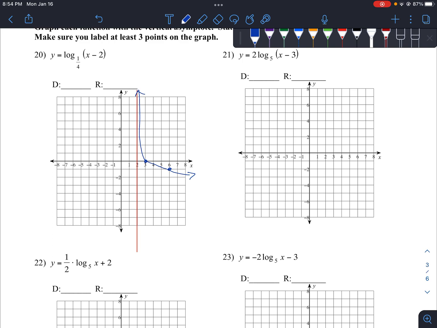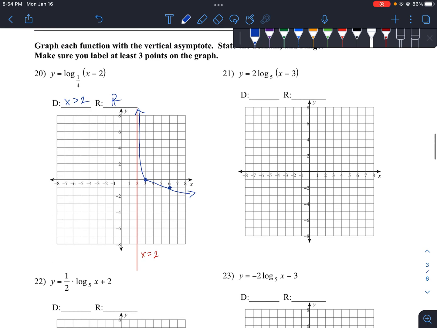Okay, for domain and range, because they're inverses, x's and y's are flipped. So in this case, the range is all real numbers. You can see that on the graph, it just keeps going. And the domain is restricted to being greater than 2, since this is the line x is equal to 2. So domain: x is greater than 2.